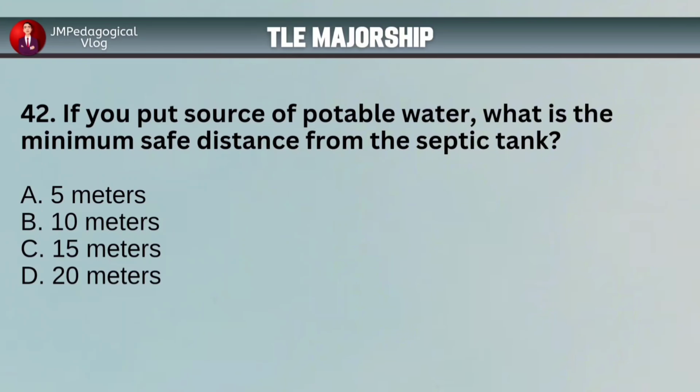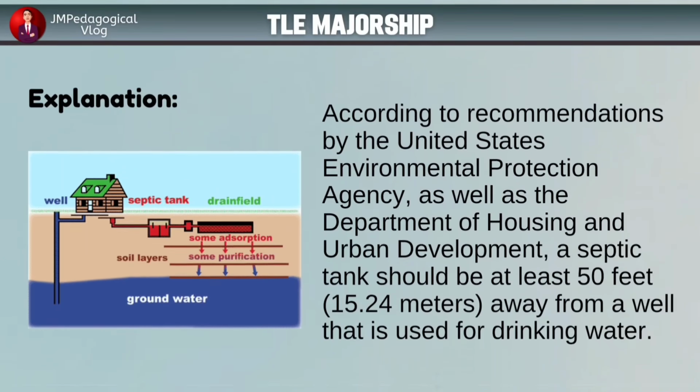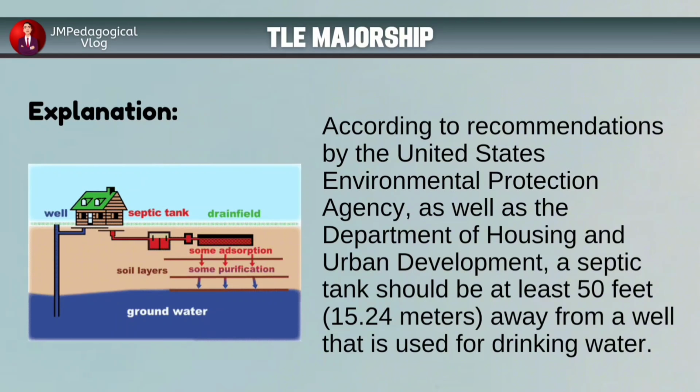42. If you put a source of potable water, what is the minimum safe distance from the septic tank? A. 5 meters, B. 10 meters, C. 15 meters, D. 20 meters. C. 15 meters. Explanation. According to recommendations by the United States Environmental Protection Agency, as well as the Department of Housing and Urban Development, a septic tank should be at least 50 feet, 15.24 meters, away from a well that is used for drinking water.